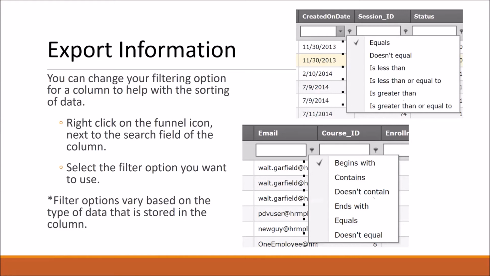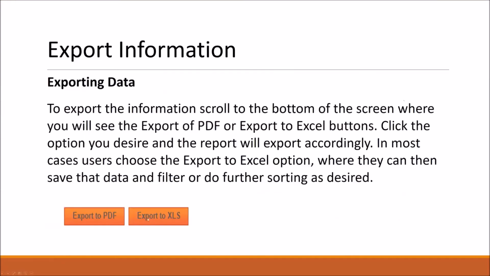So I want everything from November 30th, 2013 and beyond. I would put is greater than or equal to, and then I would put my date. And it would just give me that information based on that filter change. Hope that makes sense. Then I can filter my data, and I would press the Export to Excel button. It would dump all that data into Excel, where I could keep on filtering and adjusting to my heart's content if I wanted to.